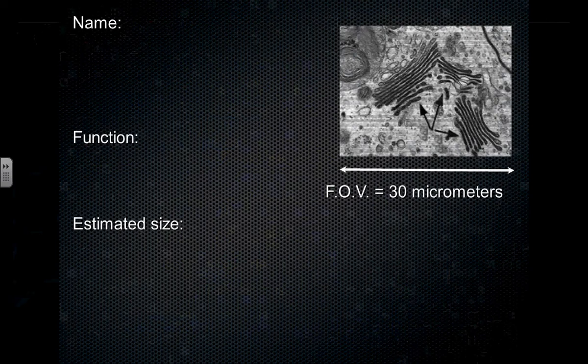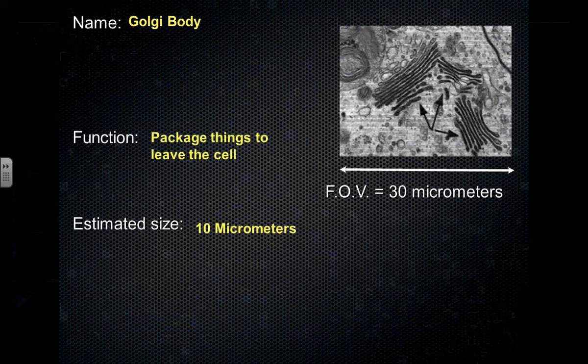How'd you recognize them? Because it looks like a stack of pancakes, some drops of syrup. Their job is to package up things to leave the cell, and their size is about 10 micrometers. So that's what the organelles actually look like. Not quite as neat and organized as we drew them in our drawings, but still similar enough that you can identify them.